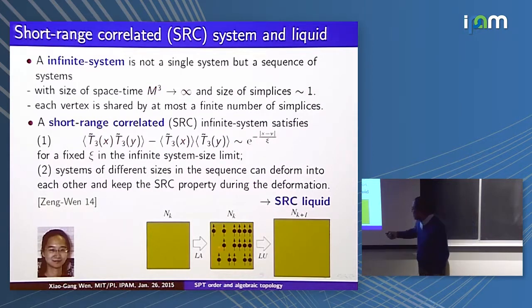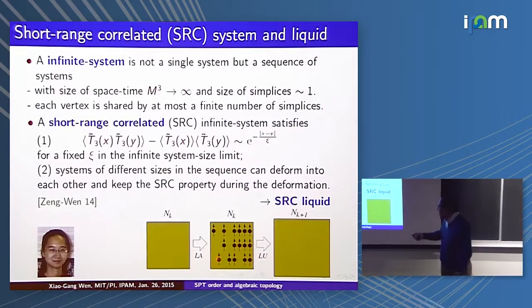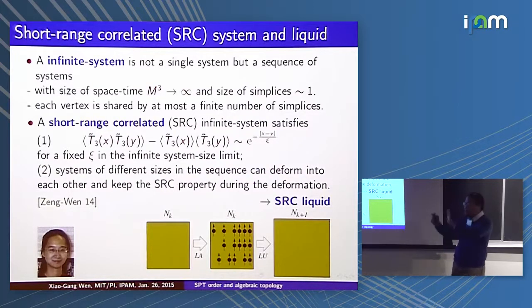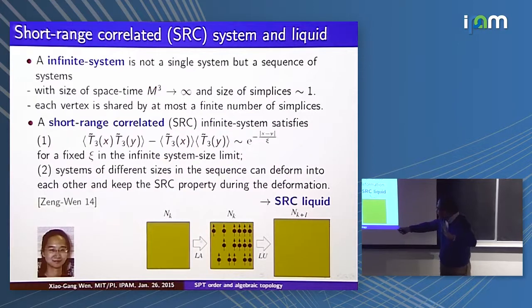This is also very important because when you have a smaller system plus some degrees of freedom which are frozen, the smaller system will be equivalent to the larger system, with a deformation that does not destroy the short-range correlation property. Then we can say that the systems with different sizes are similar. So this whole sequence may describe similar systems.